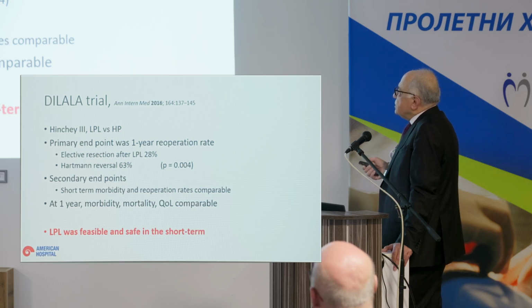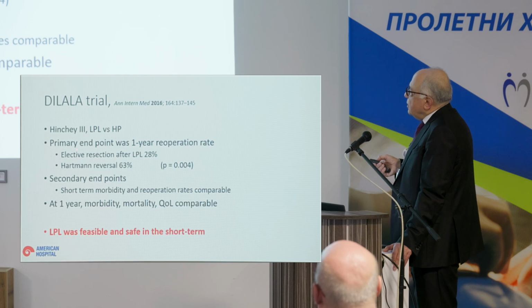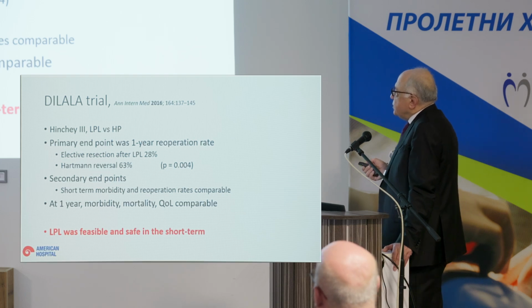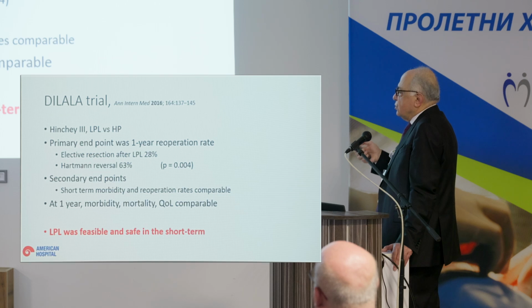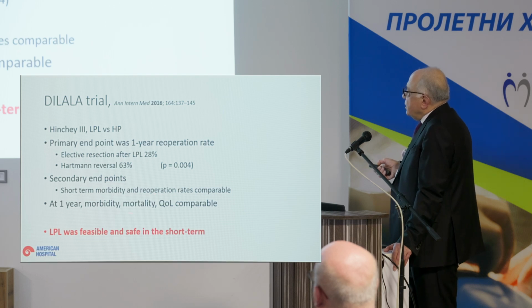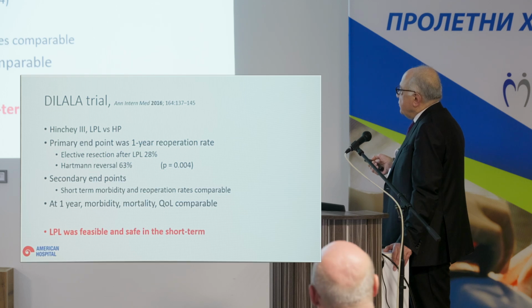And the other trial from Scandinavia again compared lavage versus Hartmann procedure at that time. The primary endpoint was the 1 year reoperation rate, which was high on Hartmann procedure because you do a new surgery for reversal of the Hartmann, and the need for reoperation was high. This is the natural result of the study. But if you look at the secondary endpoints, short-term morbidity and reoperation rates were comparable, and also morbidity, mortality, and quality of life were comparable at 1 year, and the authors conclude that lavage was feasible and safe in the short term. This is the positive study for lavage.